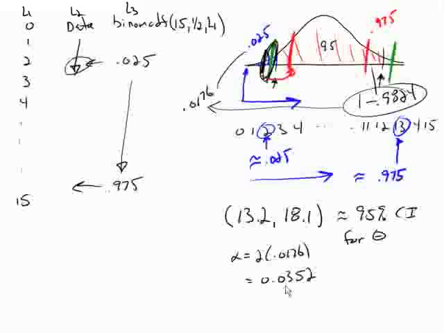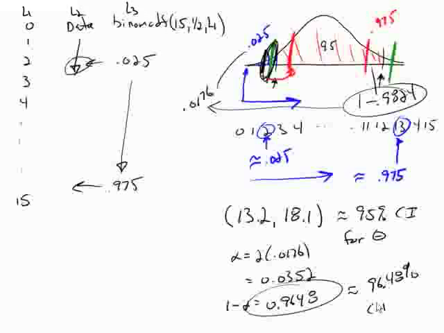So if I take 1 minus alpha, I get 0.9648. I wanted a 95% confidence interval. I actually got about a 96.48% confidence interval. So now I can be a little bit more accurate and say I'm about 96% certain that the true population median, whatever the value is, is going to be somewhere between 13.2 and 18.1 minutes.